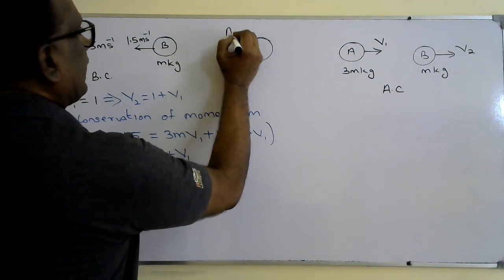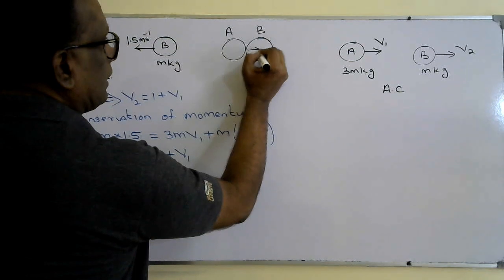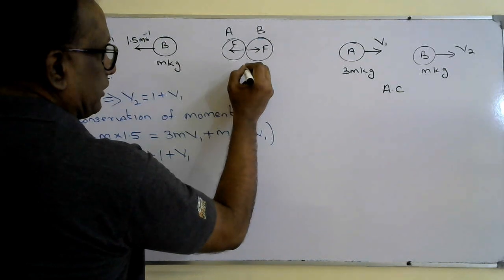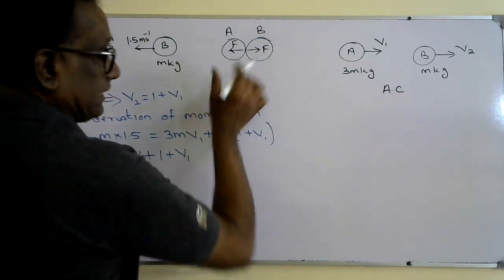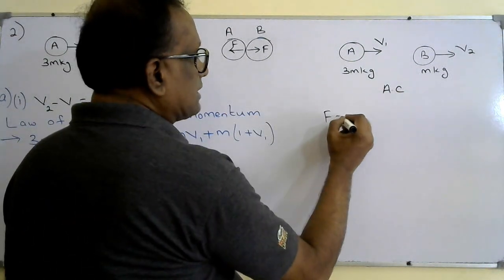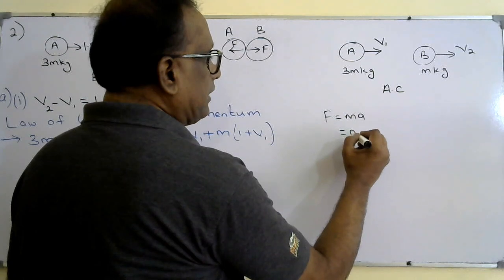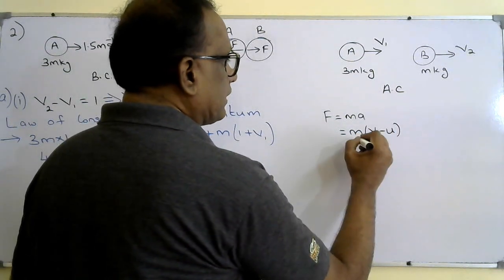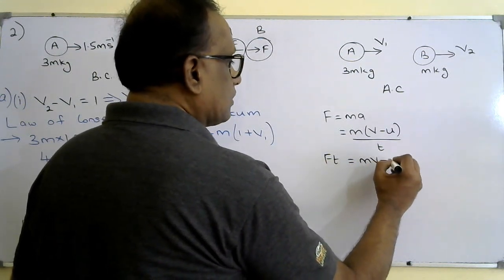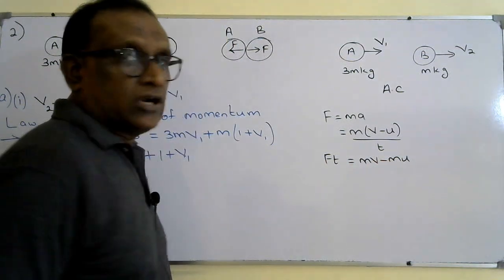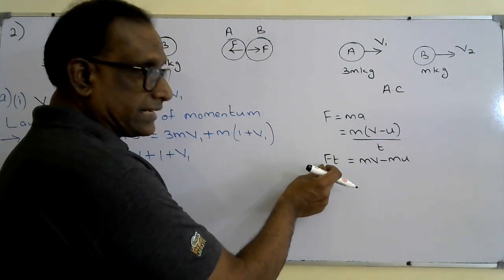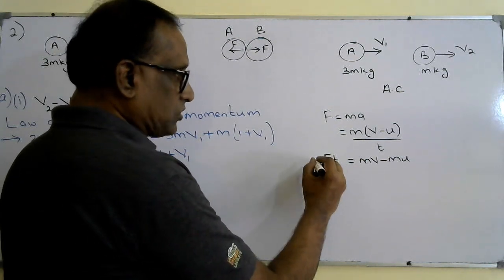So if this is A, this is B, A exerts force on B, so B will exert force on A, same magnitude, opposite direction. That happens for time t, the contact time during collision. If I think about Newton's second law, F equals ma, that is m into a, where a is (v minus u) over t. So that's going to be Ft equal to mv minus mu. So mv minus mu is called change in momentum. F is a vector, t is a scalar. When you multiply a vector by a scalar, you will get a vector. So this vector F into t is called impulse.